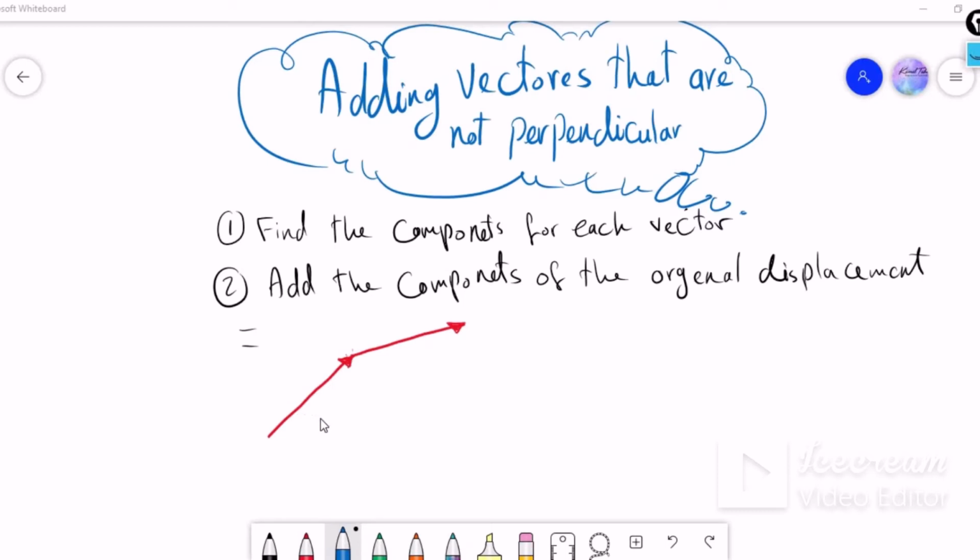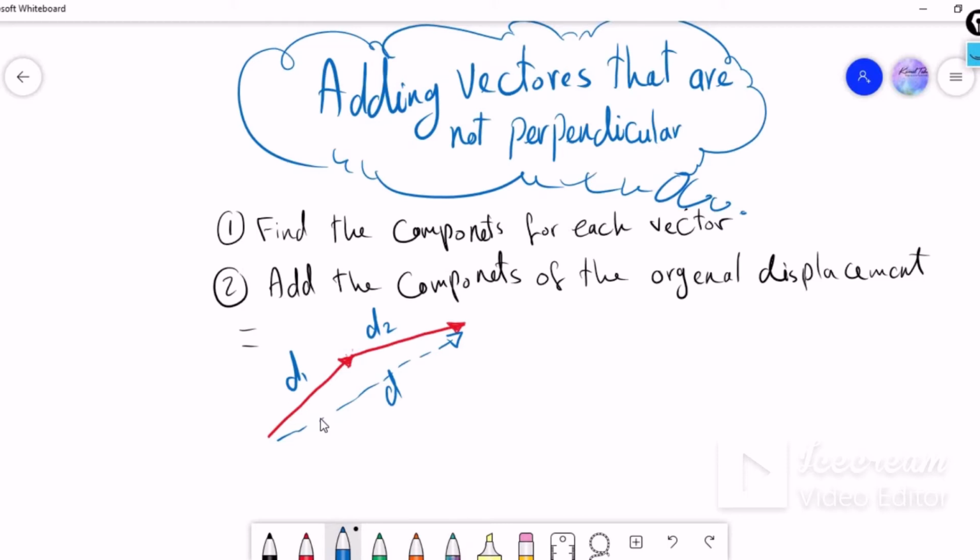As you see here, suppose that this is vector 1 and that is vector 2. Suppose that this is d1 and that is d2. We want to find the resultant of them, this d. How can we find the resultant for these two vectors? What strategy will we use to find d here?